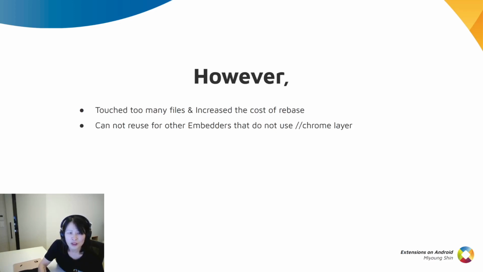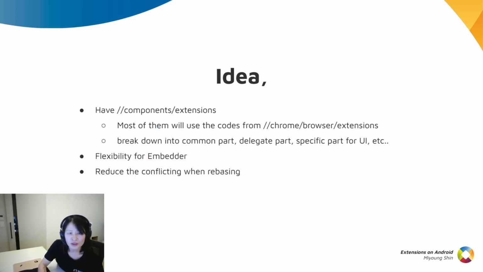However, this approach involved a lot of touching Chromium code directly to fix compile errors, which increased the cost of rebasing. And my approach was not usable for embedders. Can we support extensions not only for Android but also for various architectures that utilize Chromium?